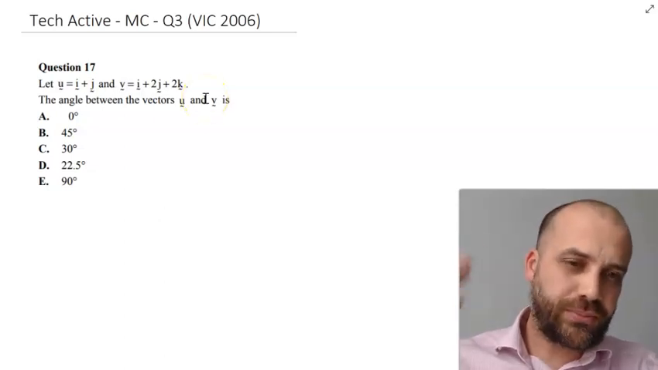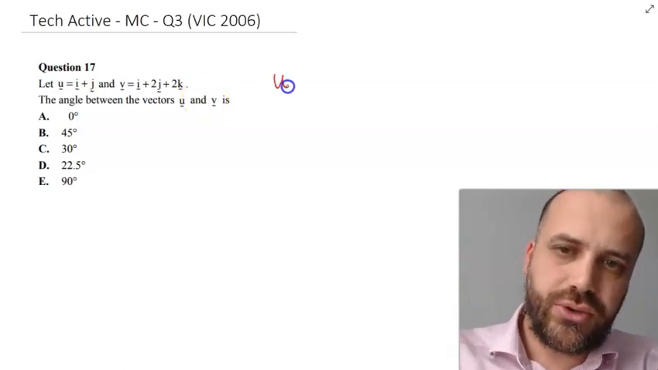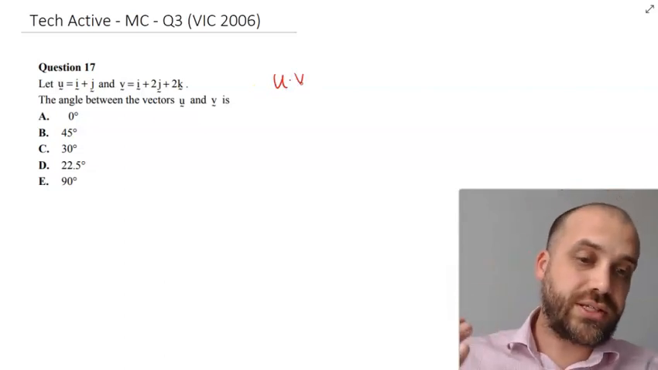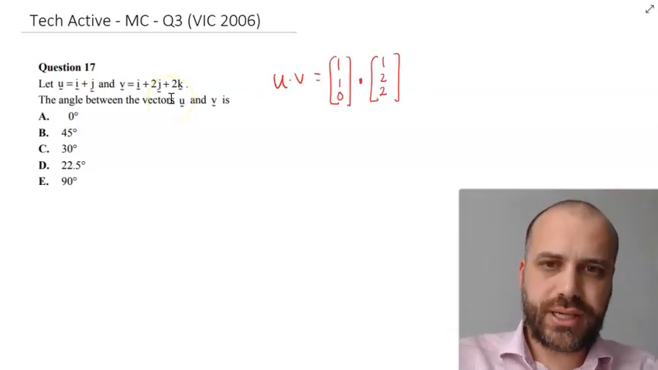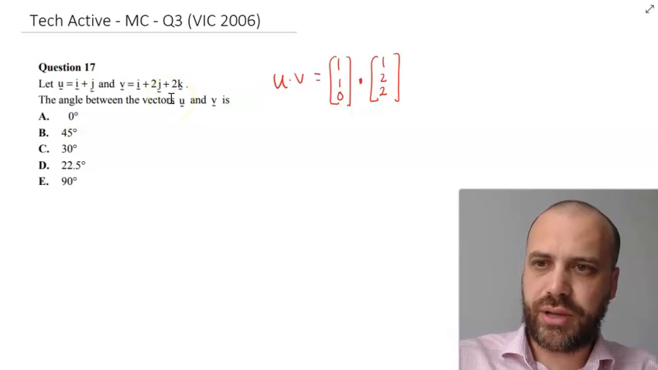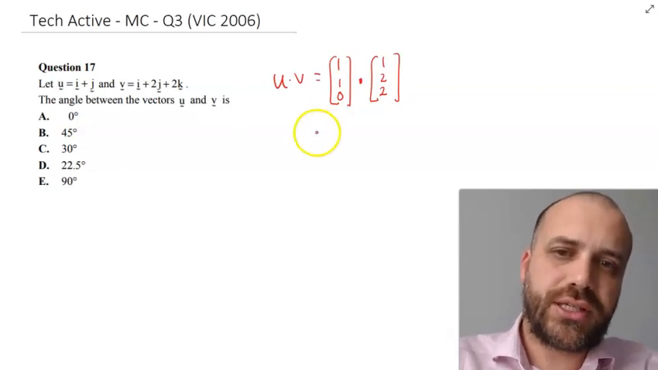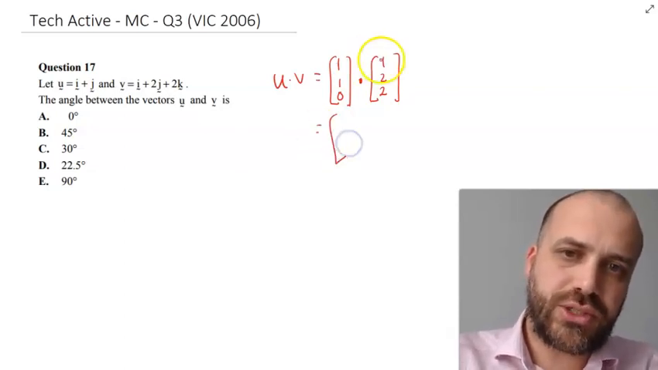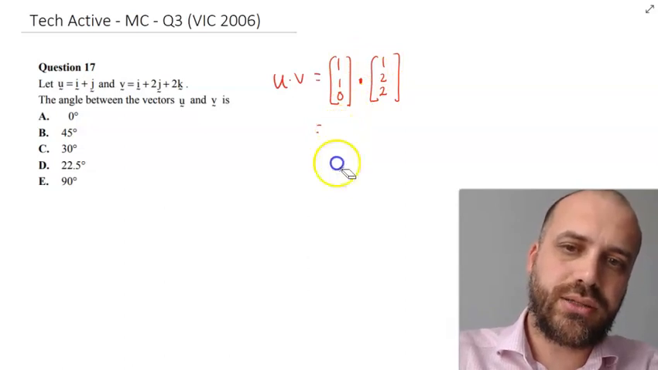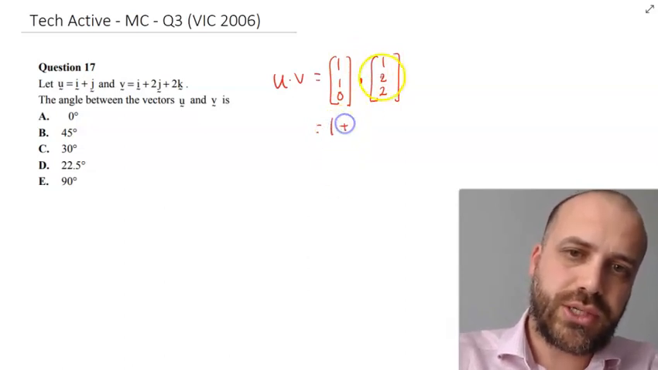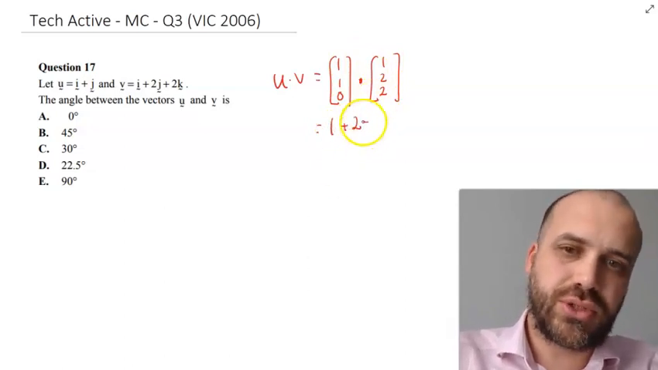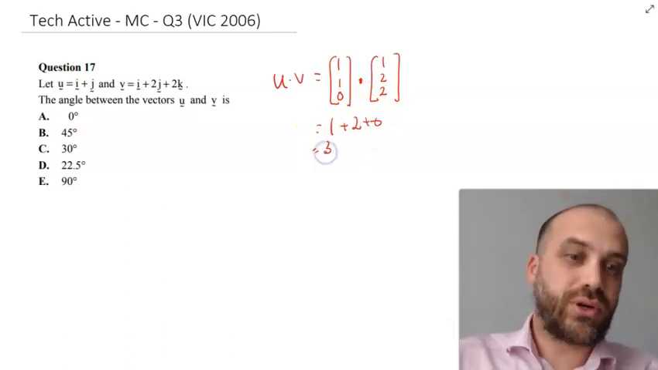So it's all about the dot product here, right? So u dot v can be found in two different ways. Now I've just written these up as column vectors, so i plus j is 1, 1, 0, and i plus 2j plus 3k is 1, 2, 2. So finding this dot product is equal to 1 times 1, which is 1, plus 1 times 2, which is 2, plus 0 times 2, which is 0. So the dot product is equal to 3.